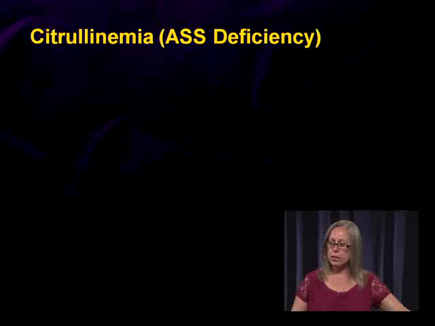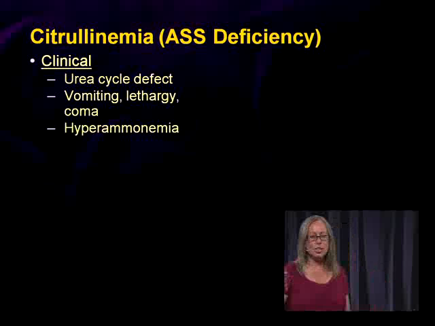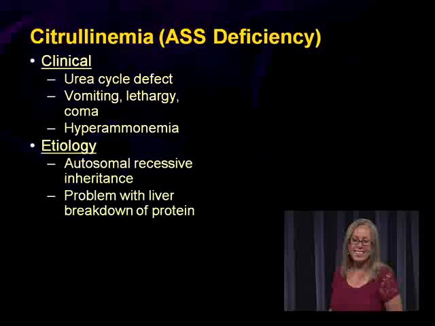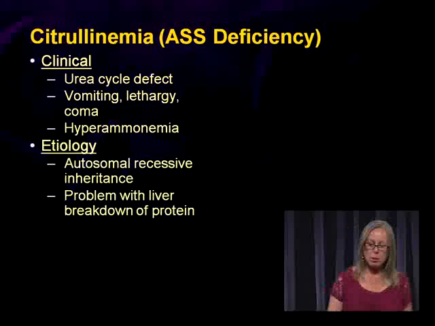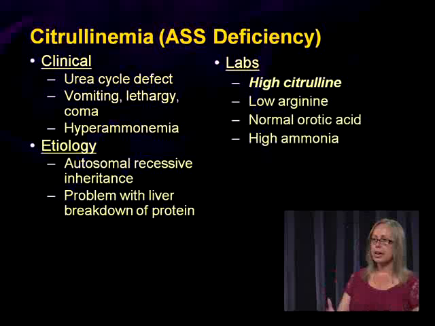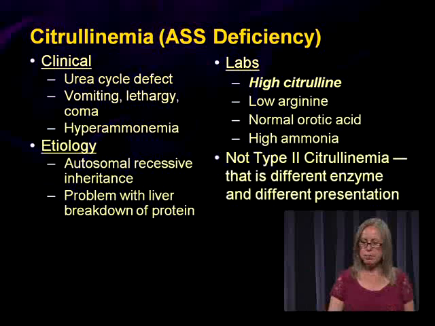Citrullinemia, arginosuccinic synthase, has a lovely abbreviation. No one proofed that before they decided that was going to be the abbreviation. Urea cycle defect, vomiting, lethargy, coma, high ammonia. If nothing else, that'll help you remember. It is autosomal recessive, problem with breakdown of protein, high citrulline, hence citrullinemia, low arginine, normal orotic acid because you're getting further away from that part of the cycle, and a high ammonia. Type 2 citrullinemia is a different enzyme and a different presentation. So this is type 1 citrullinemia.